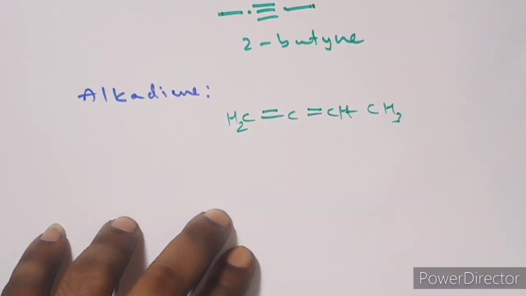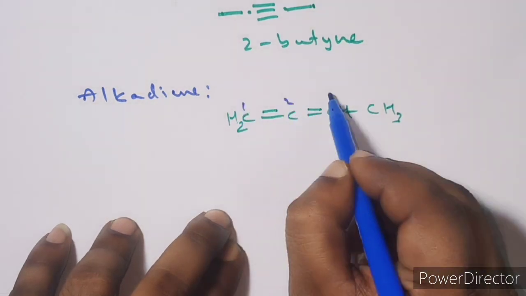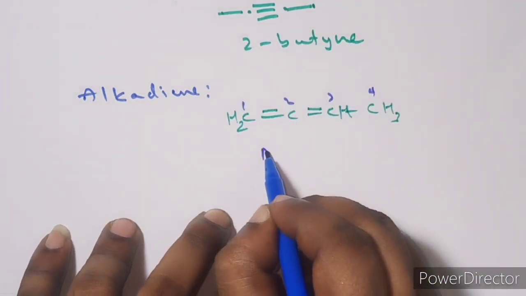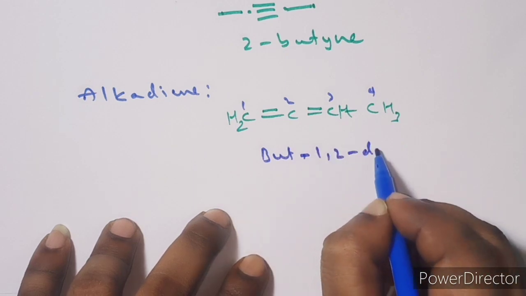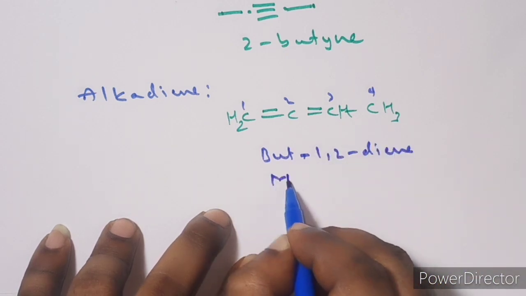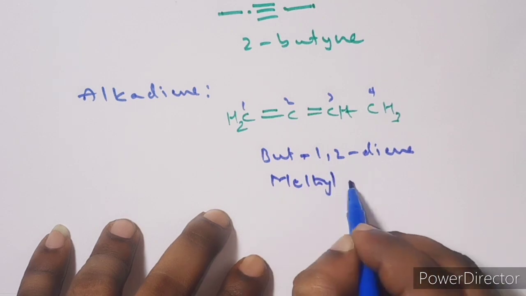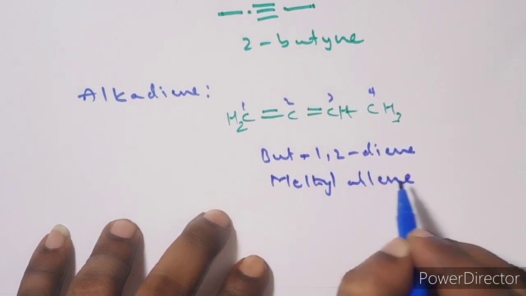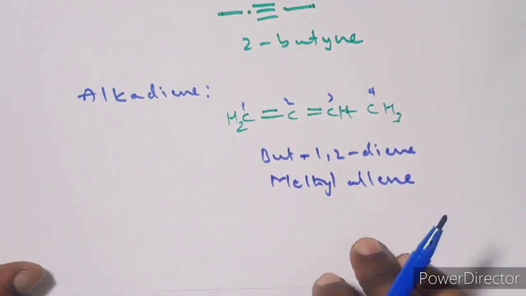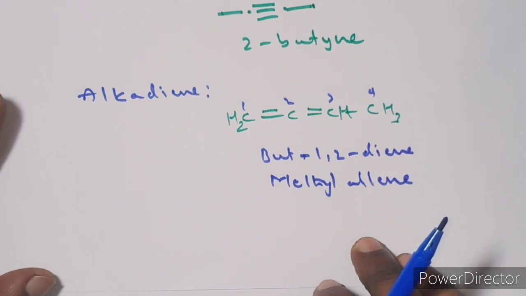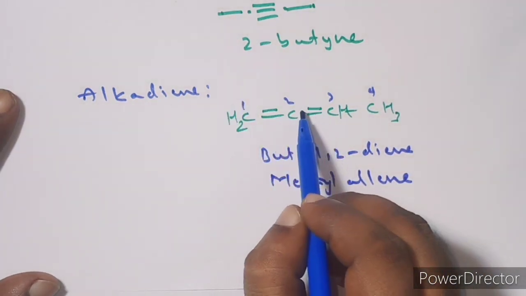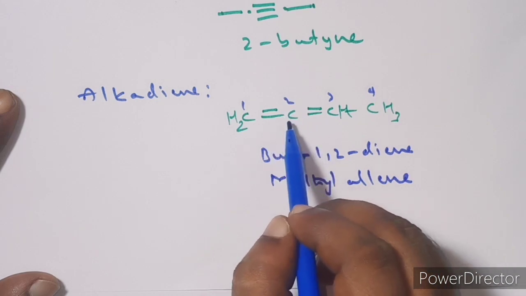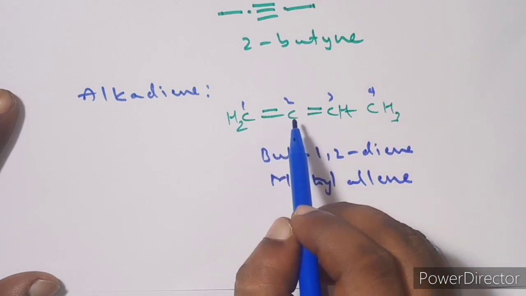The name of this molecule is, with numbering 1, 2, 3, 4, buta-1,2-diene. This is also called methyl allene. Why? Because in the allene, one of the hydrogen atoms is replaced by a methyl. This is one isomer. So remember, in alkadienes, if the two double bonds are present on the same carbon atom or continuously, those compounds are generally called allenes.